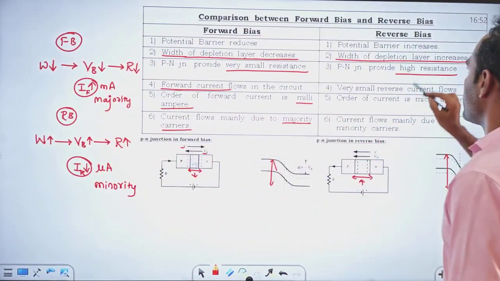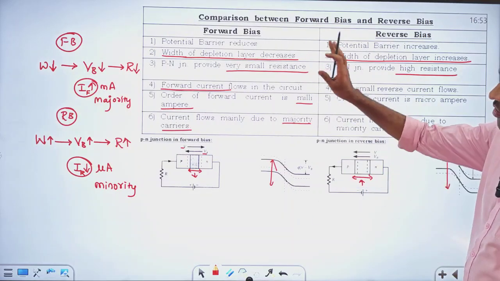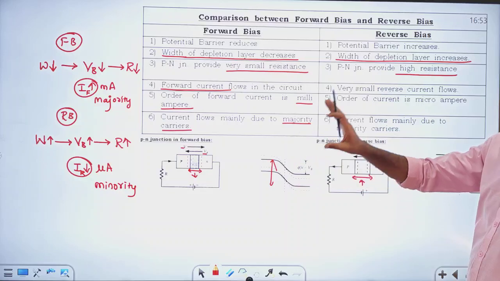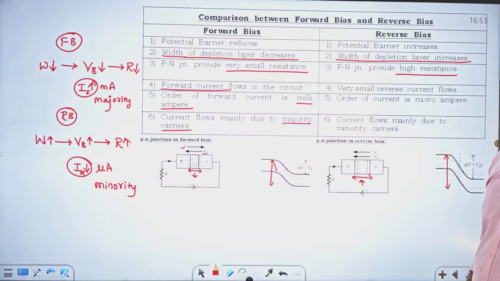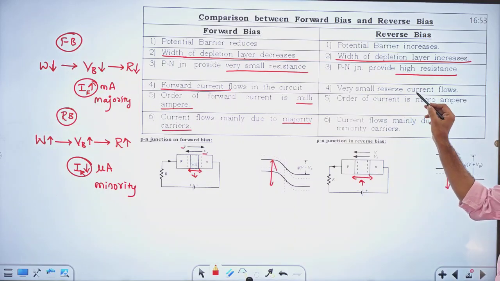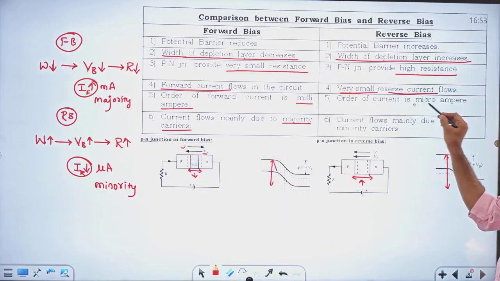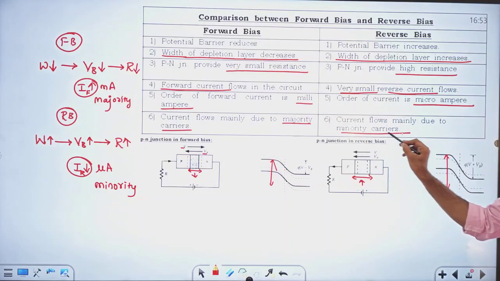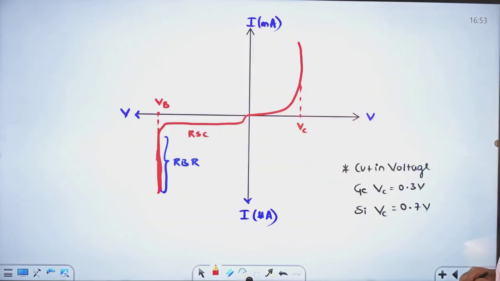High resistance is offered in reverse bias, low resistance is offered in forward bias. That's why in forward bias the diode will conduct the current, and in reverse bias it will not conduct the current. Very small negligible current it will conduct, which is not considered, right. So here a very small current flows, order is of microamperes. Current is due to minority charge carriers, while majority charge carriers are there in forward as well as reverse bias.